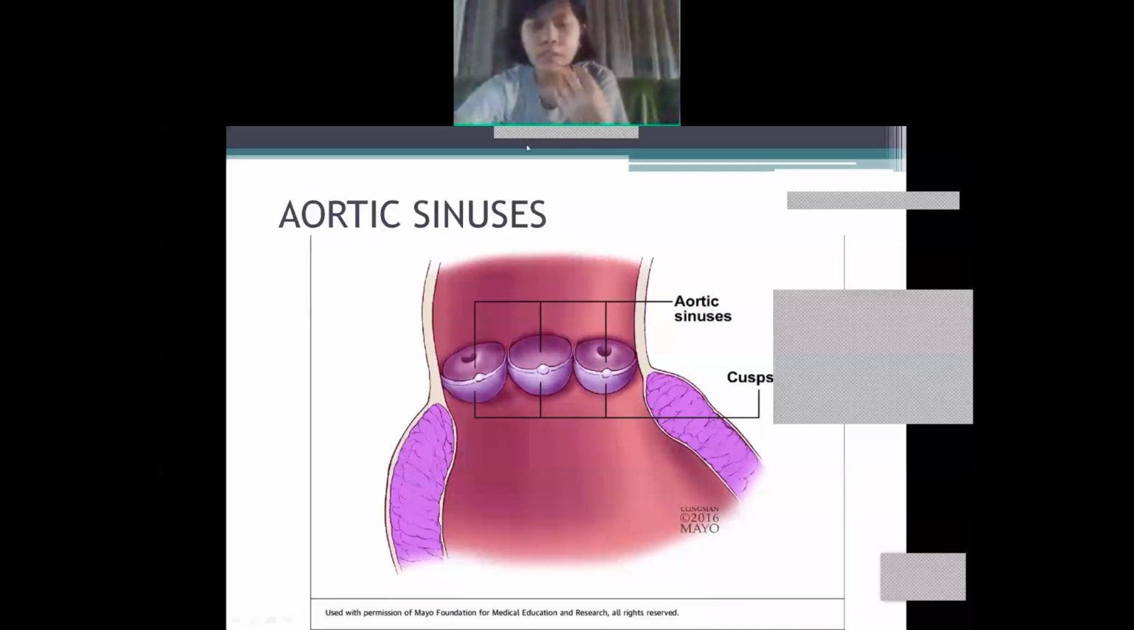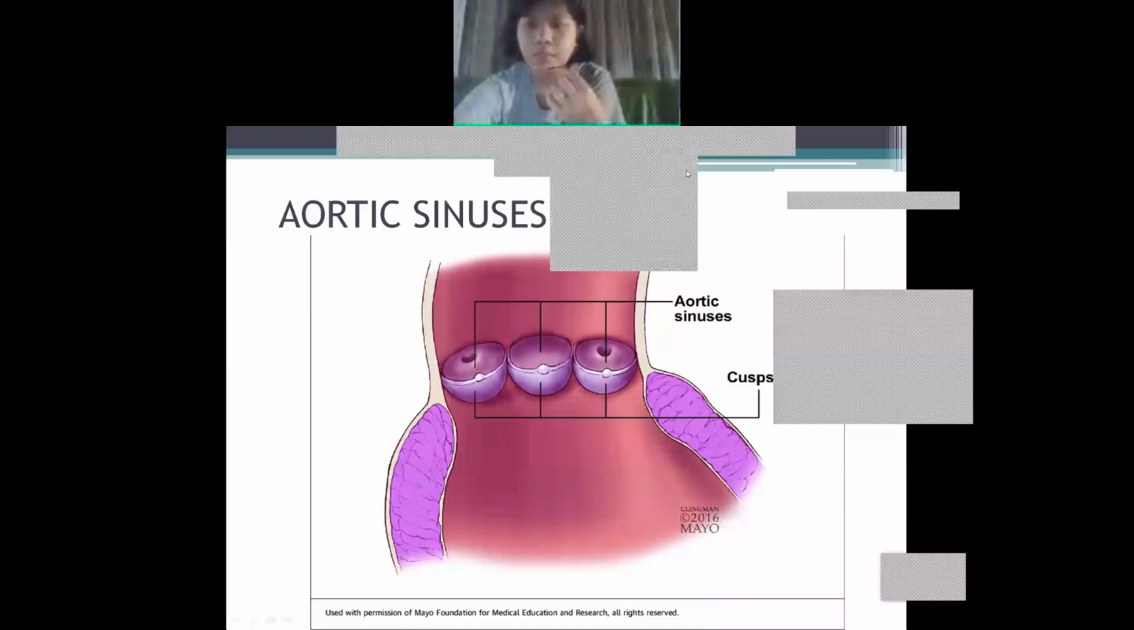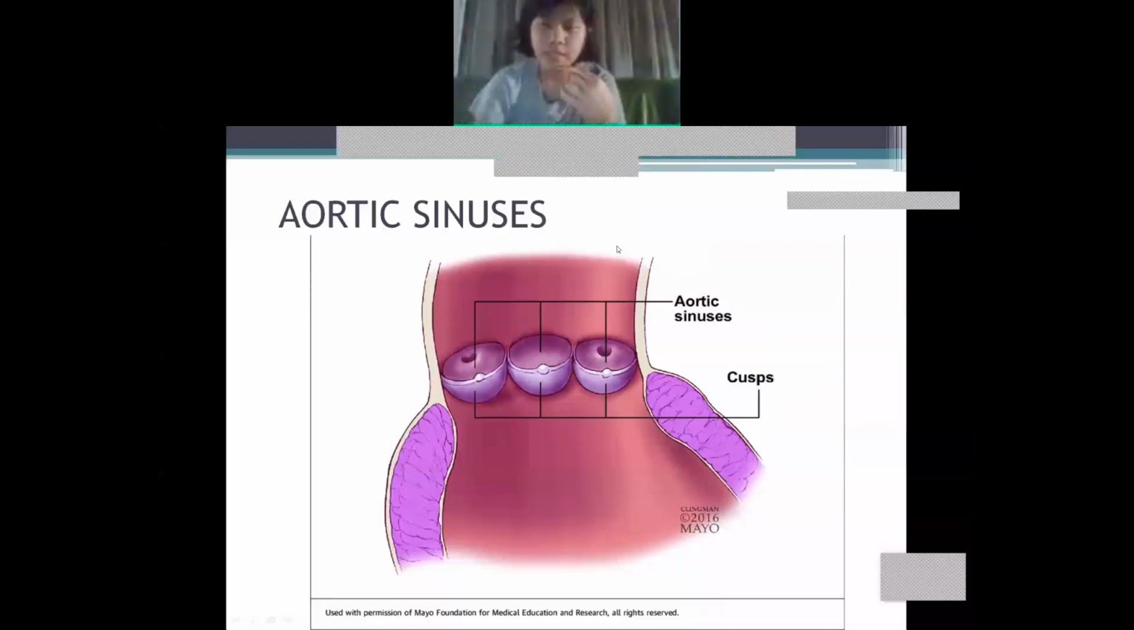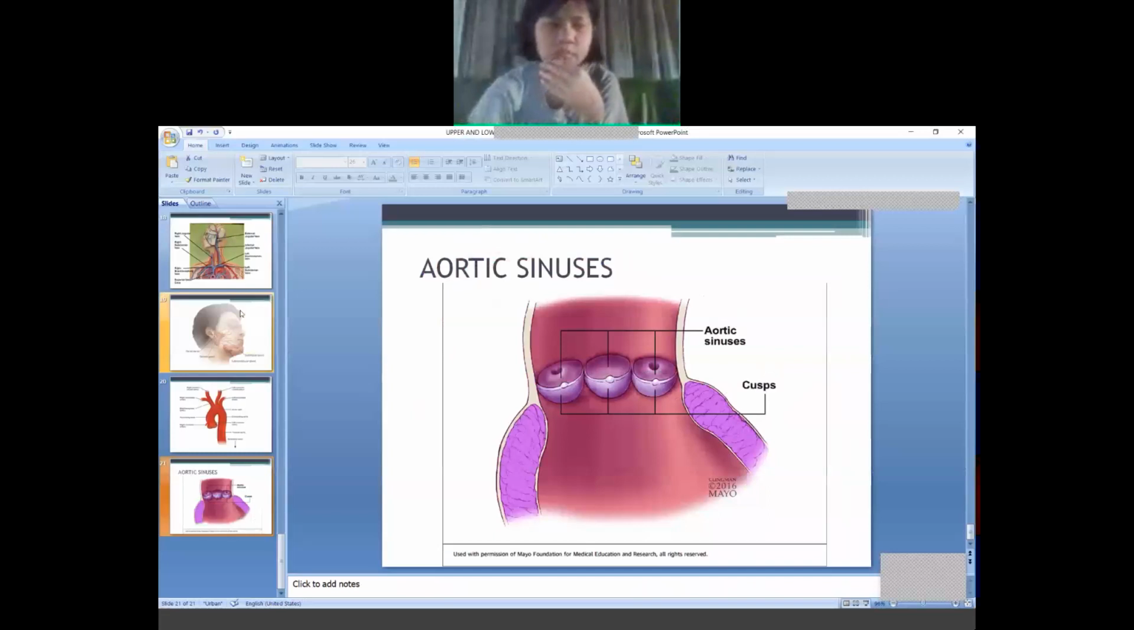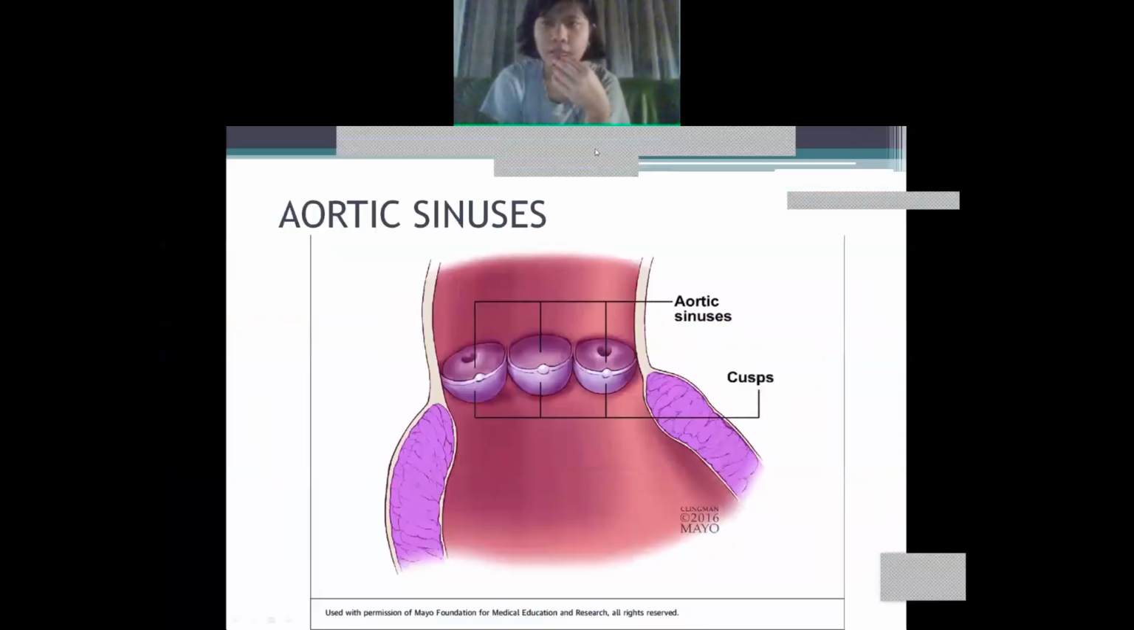Okay. Is it all clear about this class, everyone? Yes, ma'am. So the arch of the aorta, I hope everyone is clear about it and everyone is able to answer also. Okay, in the next class, we will be discussing the vascular system. It's like a revision of your previous class. So in the next class, we will discuss the vascular system.